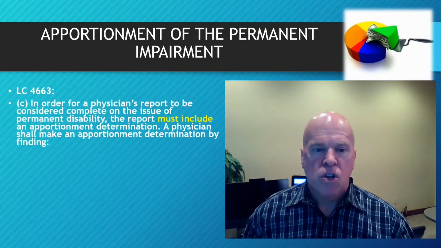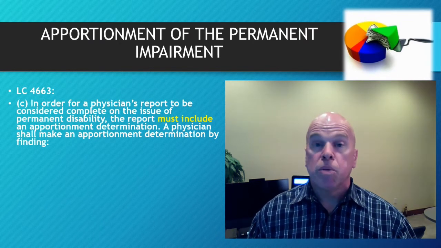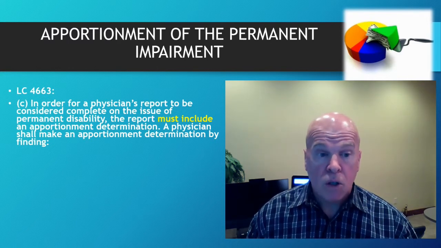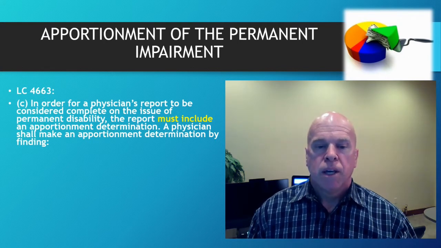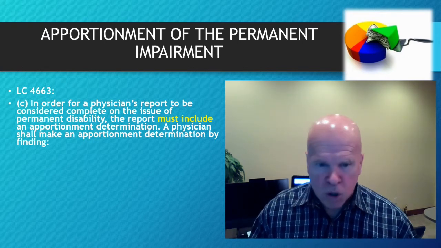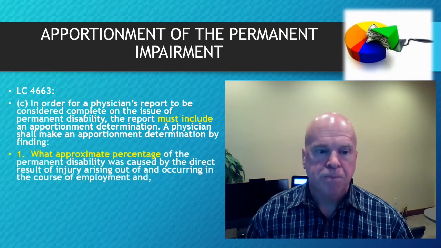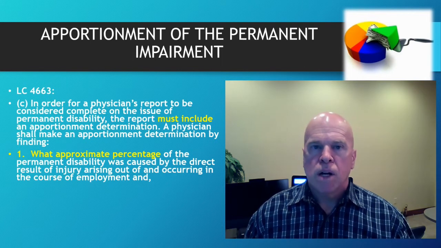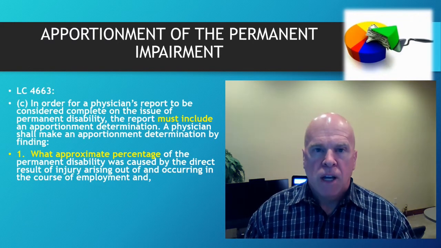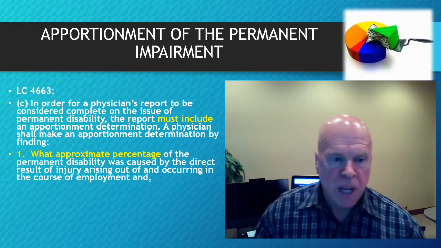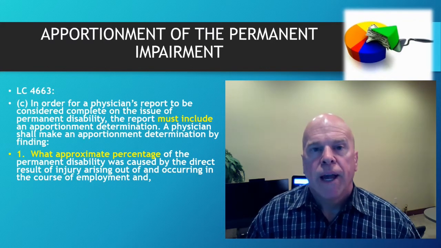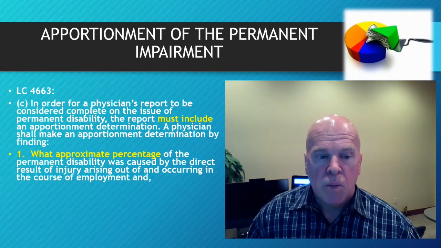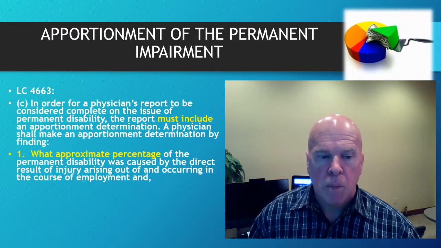Section C tells us that in order for a physician's report to be considered complete on the issue of permanent disability, the report must include, by law, an apportionment determination. And this is critical. A physician shall make an apportionment determination by finding, number one, what approximate percentage of the permanent disability was caused by the direct result of injury arising out of and occurring in the course of employment. And what's critical here for us to know, and this is something that should give you added confidence when it comes time to write your apportionment argument, is that the law allows us to use approximate percentages.